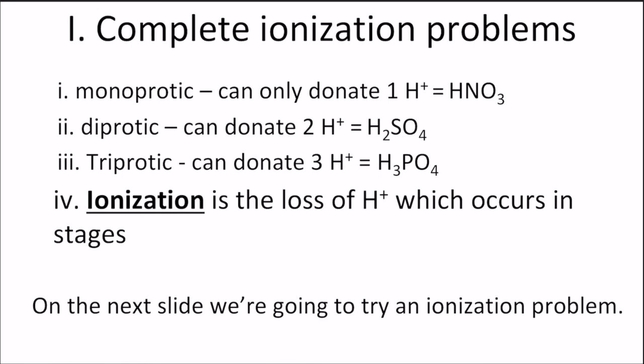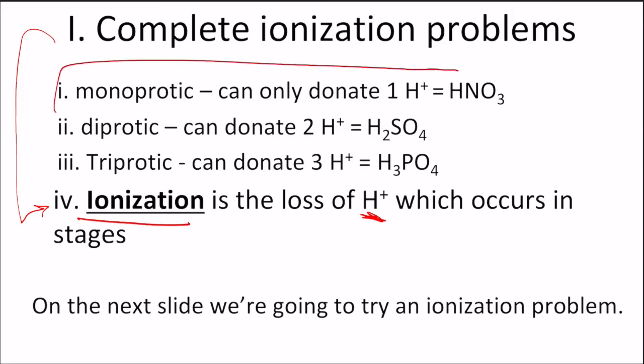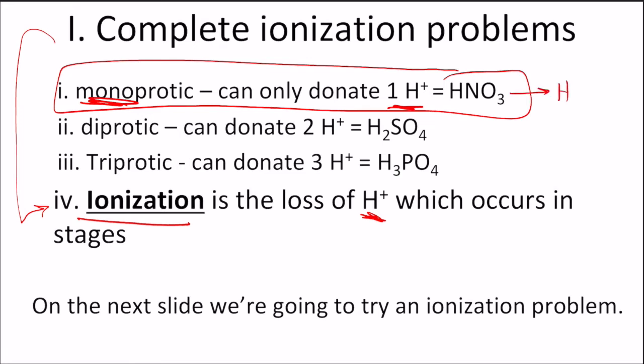Okay, the next concept we're going to go over is the complete ionization problems. So, complete ionization, let's jump here for a sec. Ionization is the loss of H plus, which occurs in stages. Okay, so now going back up to here, we can see that this is monoprotic, meaning mono, it only has one H plus to donate. So when the reaction happens, it's going to just lose that one and then have this left over, okay?